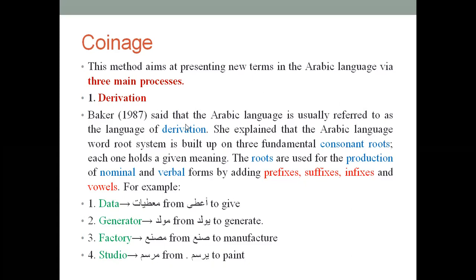For example, we can add prefixes, suffixes, infixes, or vowels, and so on. Look at data, which may be translated as al-mu'tayat, and al-mu'tayat is derived from the verb أعطى. Generator, مولد, is derived from the word يولد or ولد. Factory can be rendered as مصنع, which is derived from the verb صنع, and so on. So derivation: Arabic is the language of derivation.